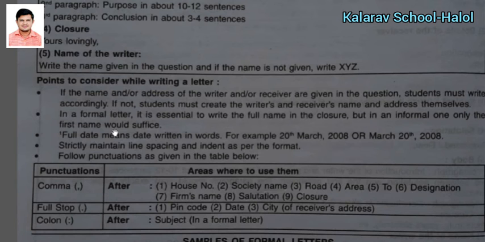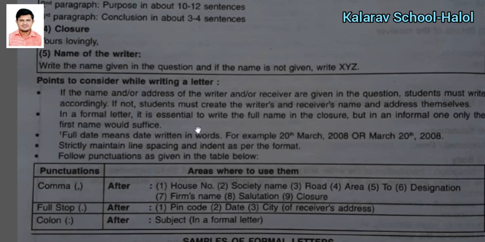Okay, clear? Number 2. In a formal letter, it is essential to write the full name in the closer. In a formal letter, you have to clearly mention your full name. But in an informal letter, only the first name, because you are writing to your friend, neighbor, parents, and they all know your full name. But officially, the person who receives your letter doesn't know your full name. So it is very important to write your full name while writing the formal letter.